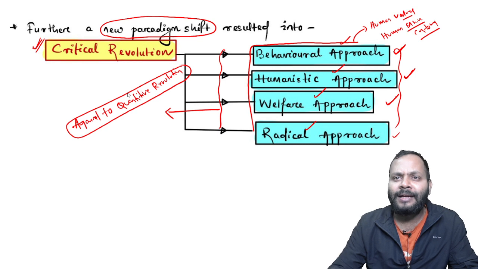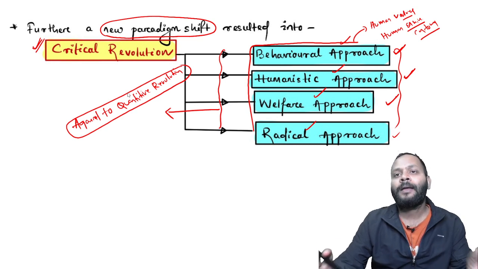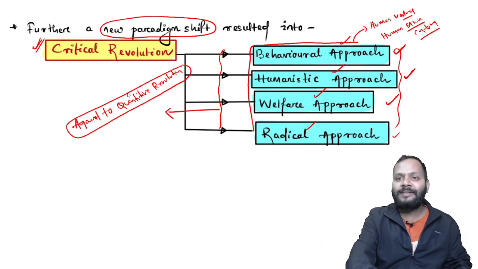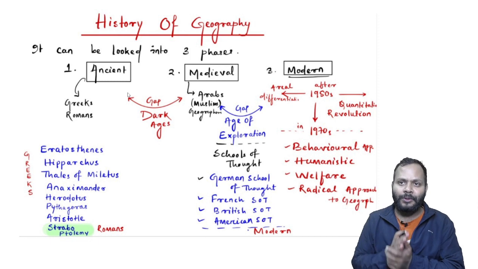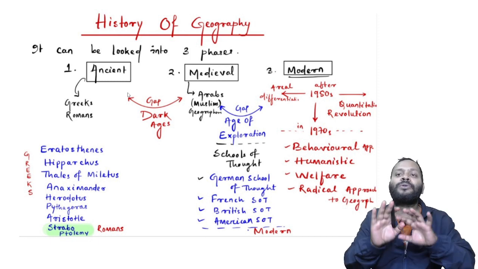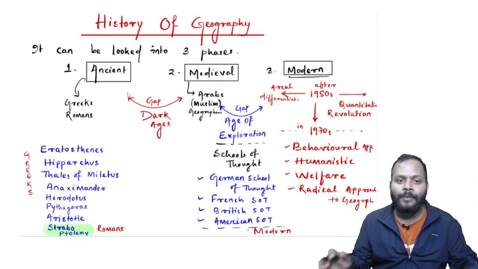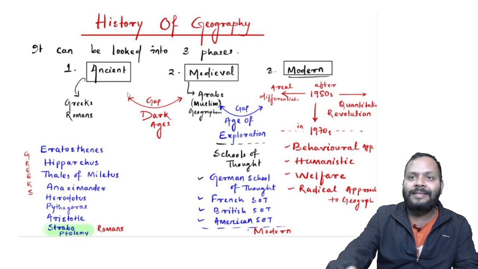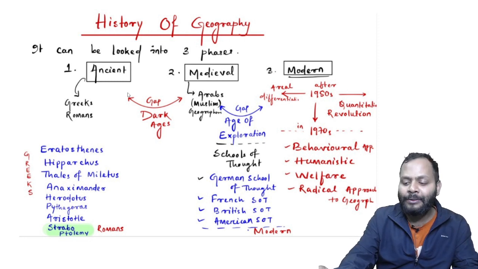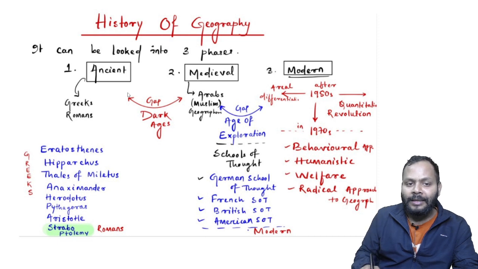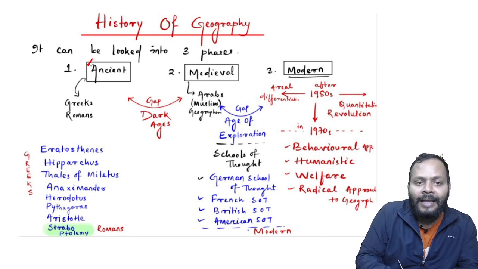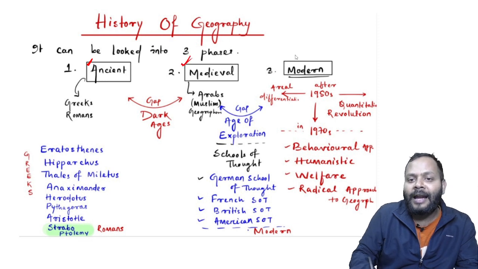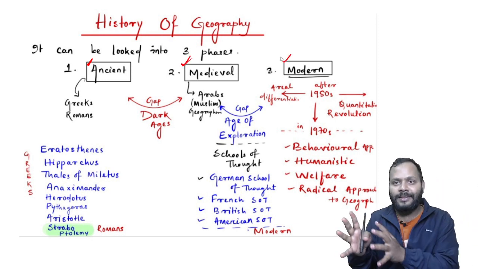Whatever discussions we have had so far, this is the historical development of geography. Can I divide the historical development of geography into three stages? Yes. Now the first stage, what can it be? The first stage is ancient, then you have medieval, and you have modern. There are three stages that we have.